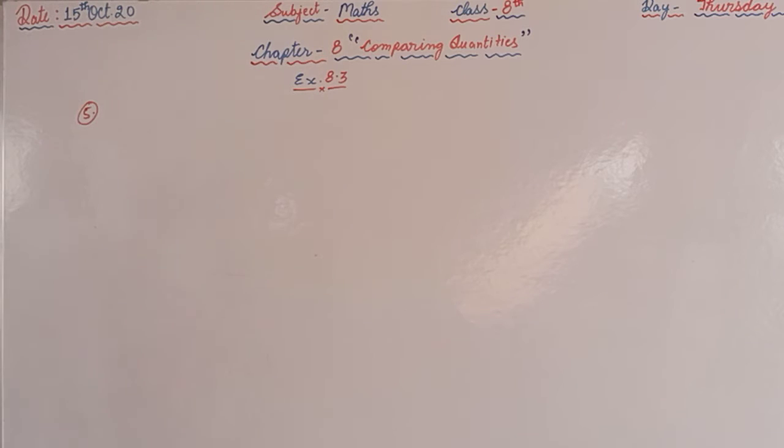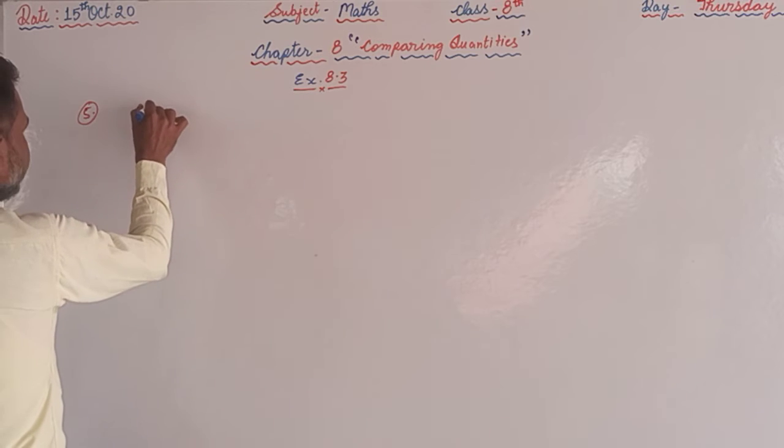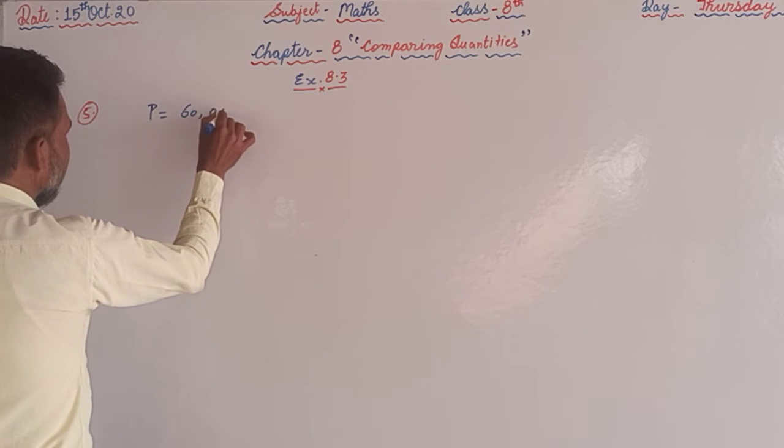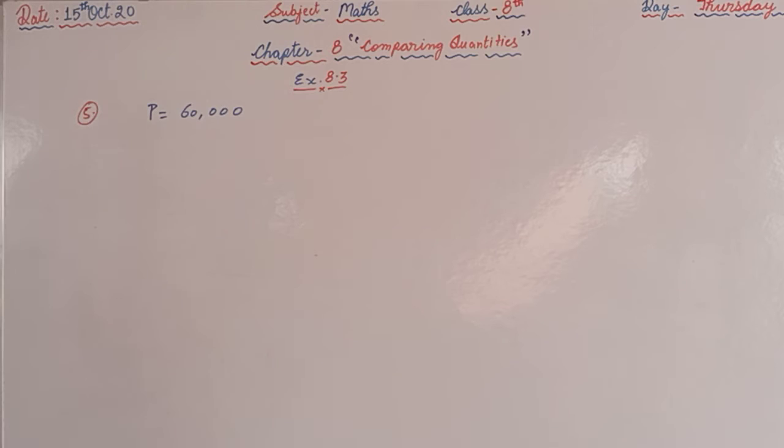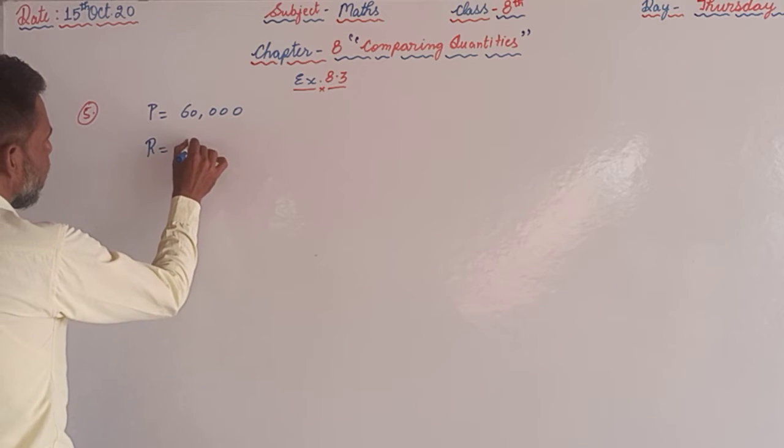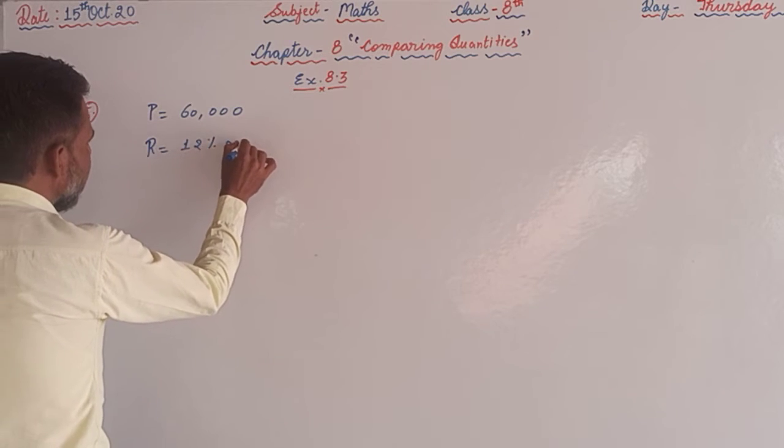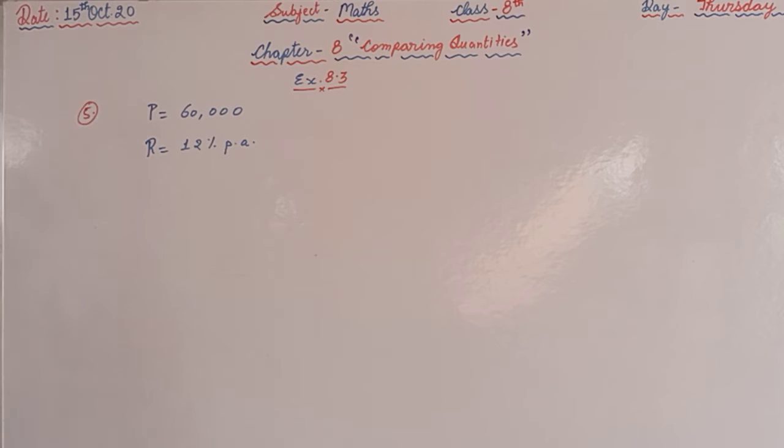In question number 5, Vasudevan invested rupees 60,000. So the principal is here 60,000 at a rate of interest of 12% per annum. So rate is 12% per annum. Per annum means annually, compounded half yearly. What amount will he get, compounded half yearly?